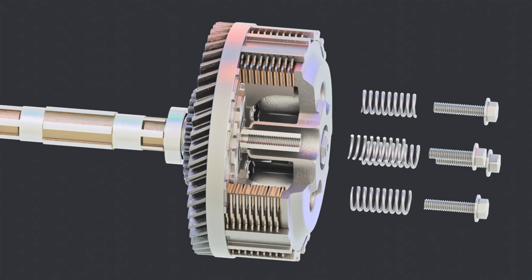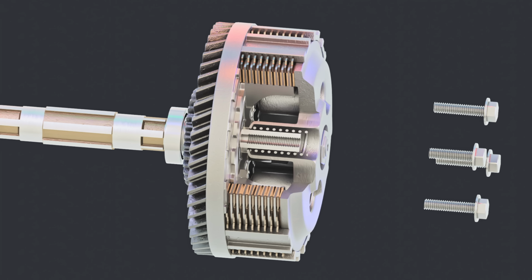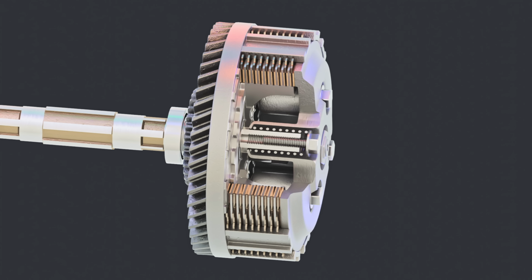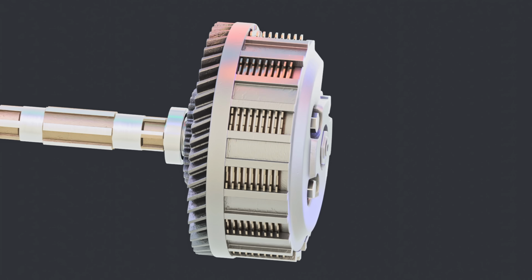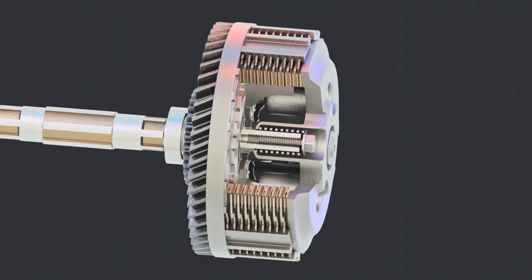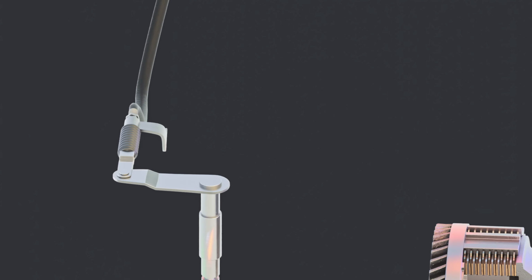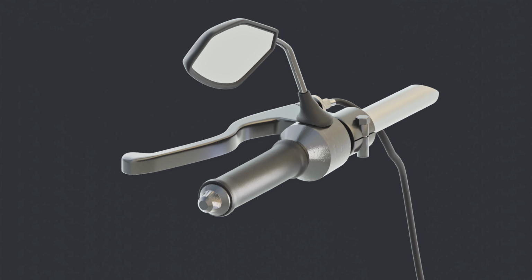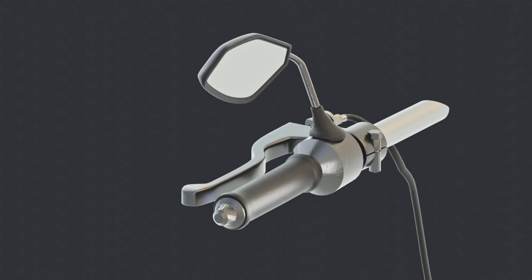A set of springs sit between the pressure plate and the inner hub and is held at the appropriate tension using clutch spring nuts. This develops friction between the plates and the power is transferred. In order to release, the pressure plate needs to be pushed outward, as shown. The force required to push the pressure plate comes from the rider pulling the clutch lever.